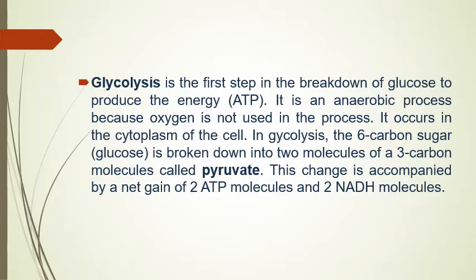Glycolysis is the first step in the breakdown of glucose to produce the energy ATP. It is an anaerobic process because oxygen is not used in the process. It occurs in the cytoplasm of the cell. In glycolysis, the 6-carbon sugar glucose is broken down into molecules of a 3-carbon molecule called pyruvate. This change is accompanied by a net gain of 2 ATP molecules and 2 NADH molecules.